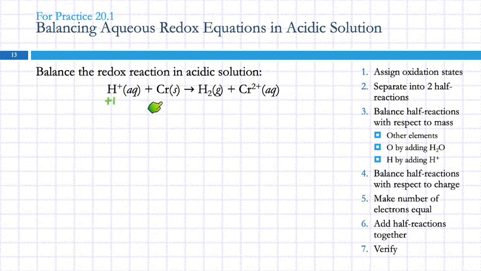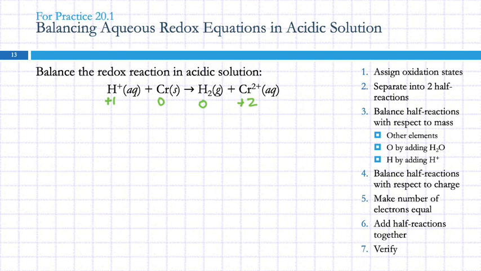How about this chromium? 0, it's an element. How about this one? 0. How about this guy? +2. So that wasn't much of a challenge. But we can see that hydrogen is going from +1 to 0. Chromium is going from 0 to +2. So one's going up in oxidation state, the other is being reduced, a reduction in its oxidation state.